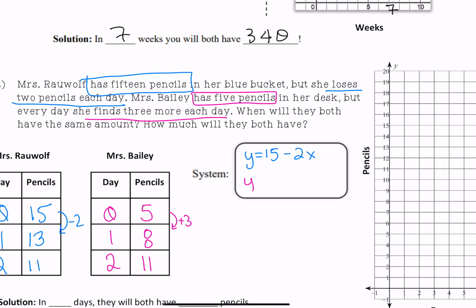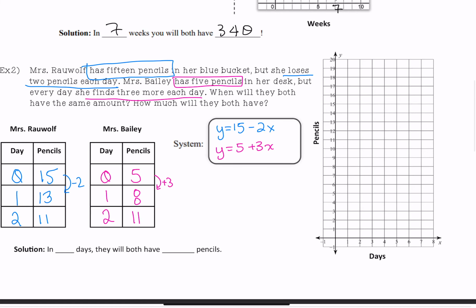In Miss Bailey's equation, she has y equals 5 plus 3x, and this is our x because that is our common difference. Now, in this graph, everything's counting up by 1, so we can actually graph this pretty easily.